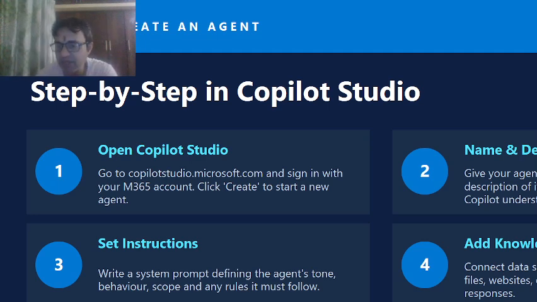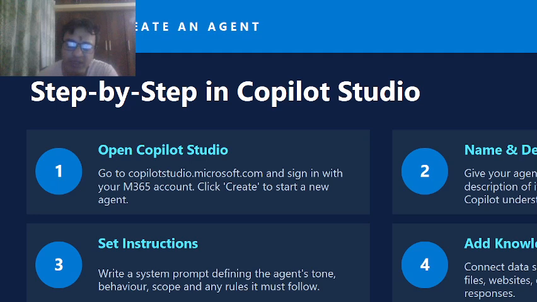The second step is name and describe. You have to give the name of the agent, and also write the description of what the agent will do. What is the purpose of that agent? This shapes how Copilot understands the role. So here the role comes.